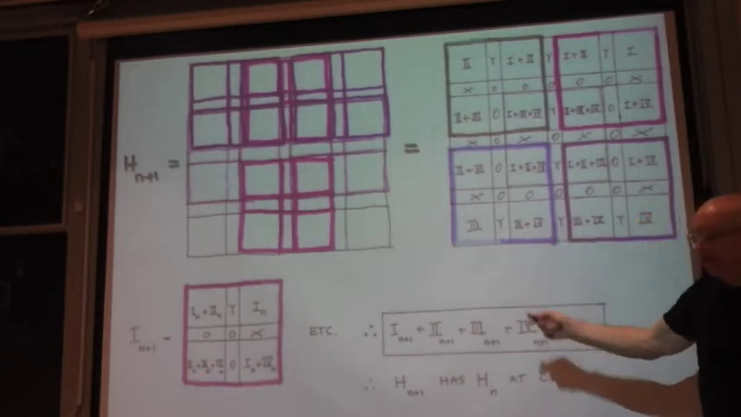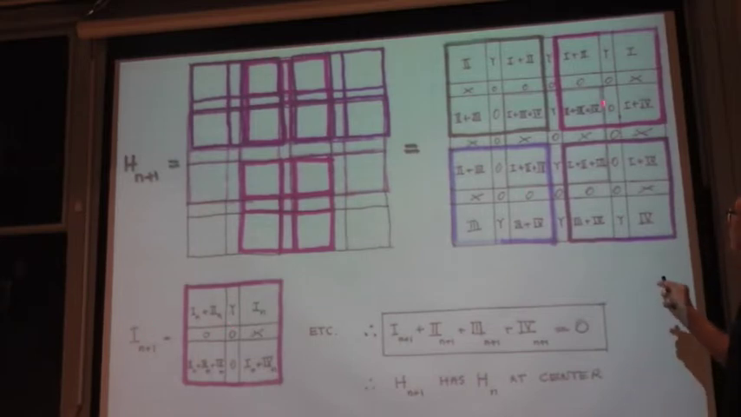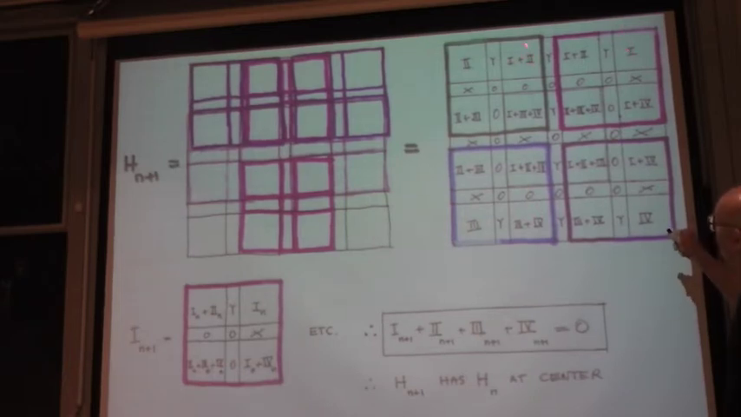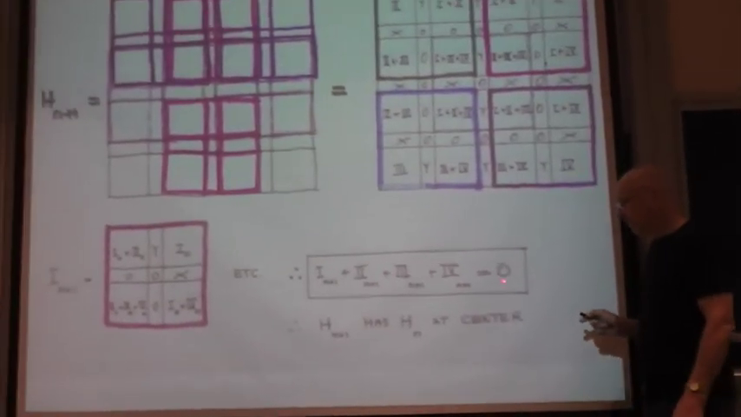You stare at this and you say, if we add up 1 plus 2 plus 3 plus 4, what do we get? Well, in this corner we get 1 plus 2, the 1's cancel, so we have 2. We add this and this, the 2's die, and we get 1 plus 4, and here's 1 plus 4, so we get 0. So we say, aha, 1 plus 2 plus 3 plus 4, the sum of the 4 quadrants, is 0.